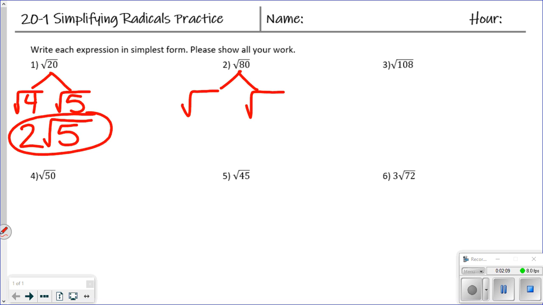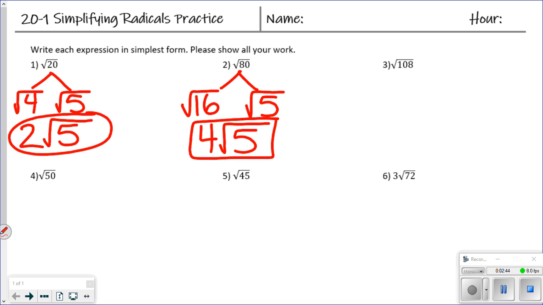80 divided by 64, 80 divided by 49, divided by 36, 25. 16 is the largest, and 80 divided by 16 is 5. So then we need to take the square root of the perfect square. So the square root of 16 is 4. Because we've taken the square root, we do not write the radical symbol. And then we bring down the leftover, which is square root 5.